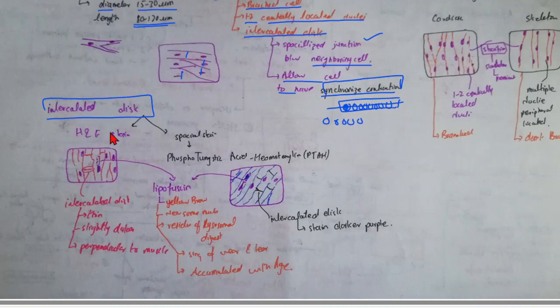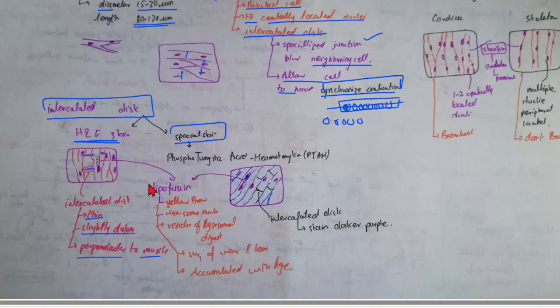You can stain with H and E, but there is also a specialized stain. With H and E stain, the intercalated discs do not appear very prominent. They are thin, slightly darkened, and perpendicular to the muscle. For example, this is the layer of the muscle, and the cell boundaries are perpendicular to it like this.